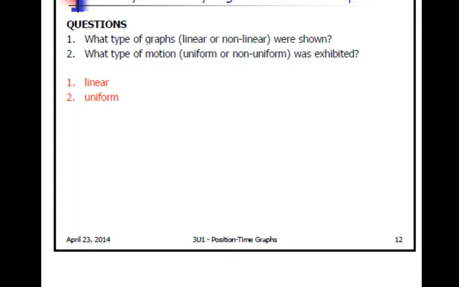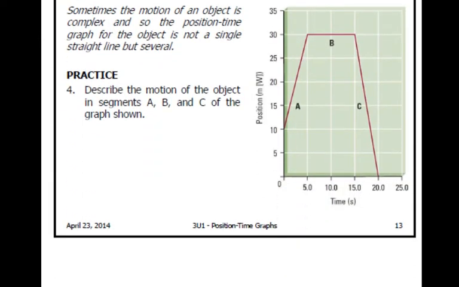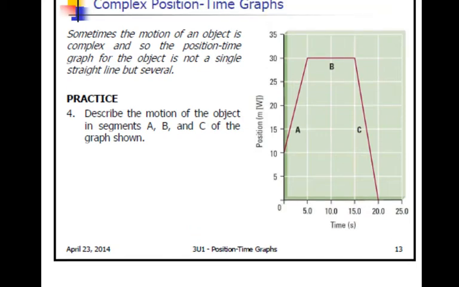So these are all linear equation graphs, and the type of motion is uniform motion. Uniform motion is no acceleration. We'll also look at this with acceleration a bit later, so we'll get into that. But first, let's look at some more complex position time graphs.